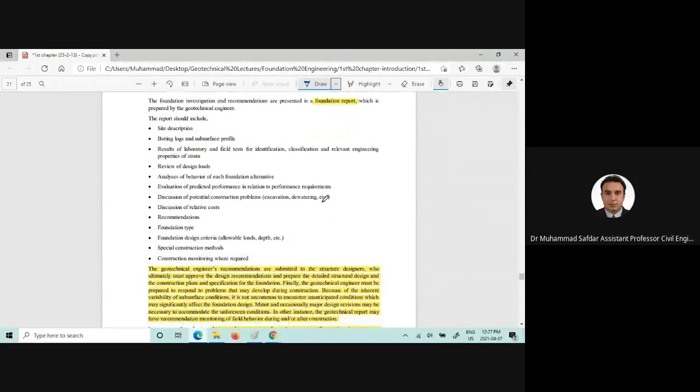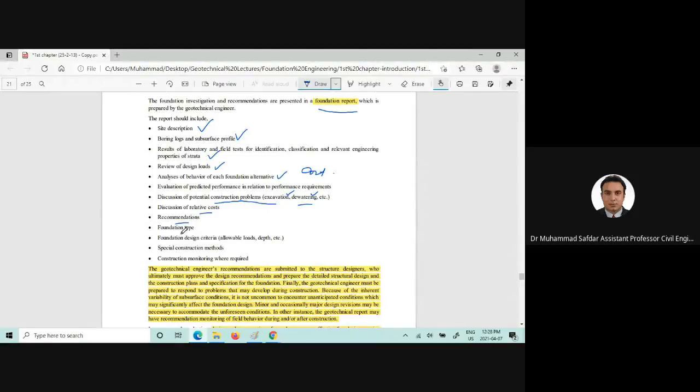The important requirement and responsibility of a junior geotechnical engineer is to write a geotechnical report. Now, what does it contain? You need to report the site description, the boring logs and the subsurface profile, what kind of lab tests and field tests were performed, review the design loads given to you by the structural engineer. Then you need to show the analysis of the behavior of each foundation alternative and the cost comparison as well, evaluation of the predicted performance in relation to the performance requirements, discussion of the potential construction problems. For example, if excavation is occurring in the nearby area, dewatering or water table problems as well. Relative costs will be discussed here.